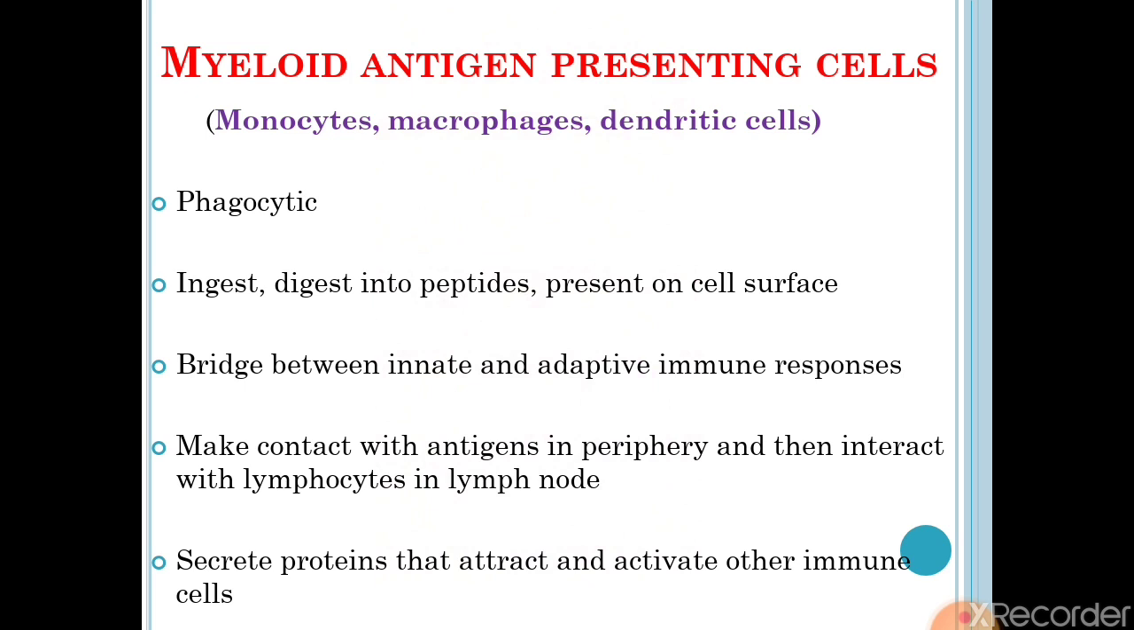Now come to monocytes, macrophages and dendritic cells, which are together called myeloid antigen presenting cells. They are all phagocytic in nature. They are capable of ingesting and digesting antigens into peptides, which are presented on the cell surface. These cells are the bridge between innate and adaptive immune response. They make contact with the antigens in the periphery and then interact with lymphocytes in the lymph node. They also secrete proteins that attract and activate other immune cells.